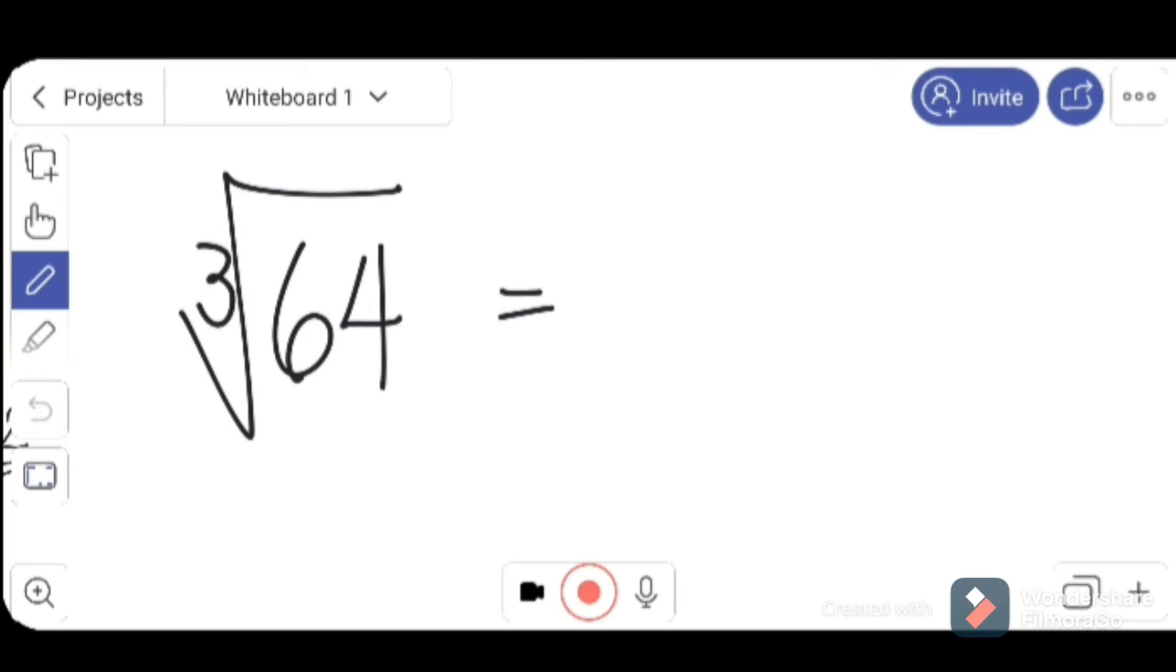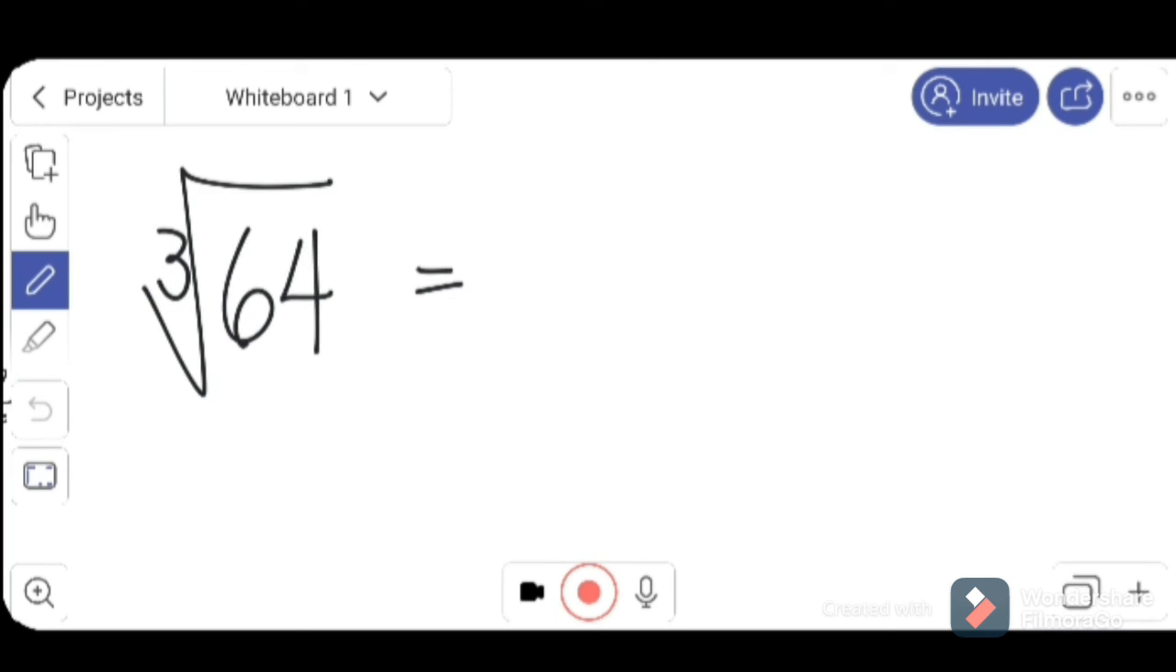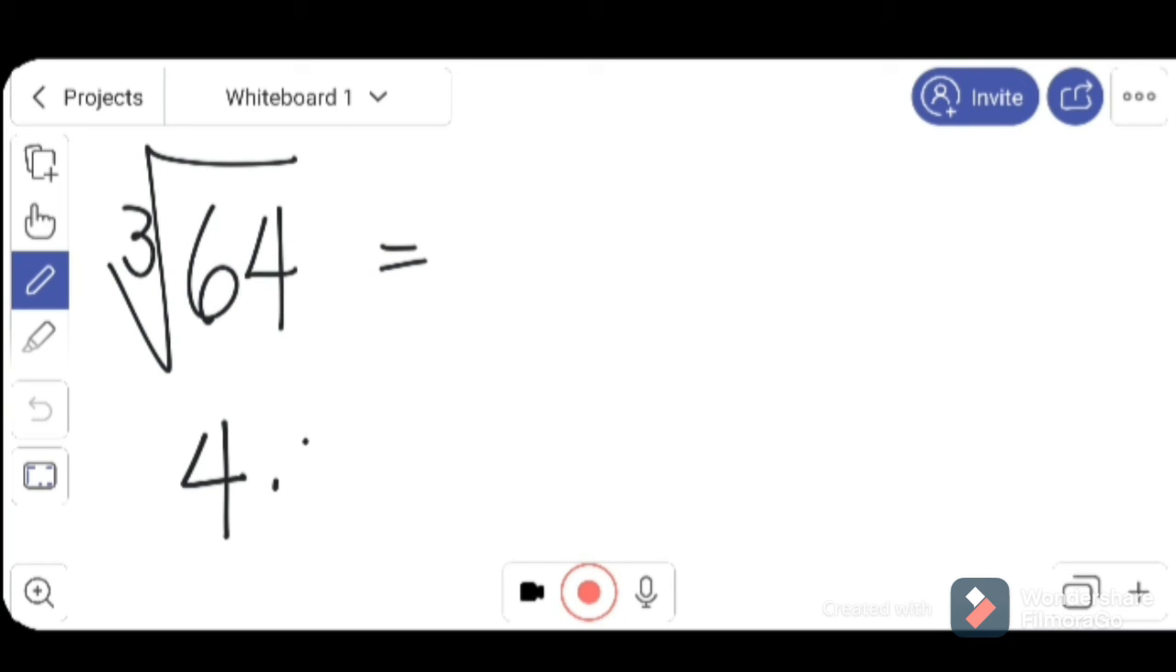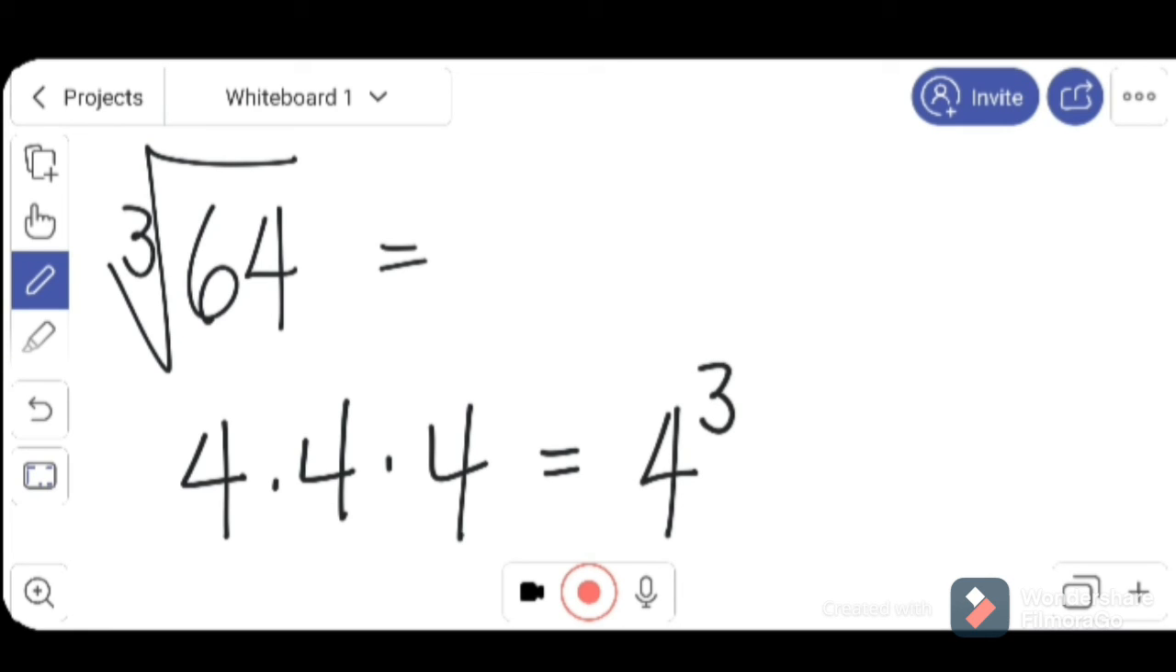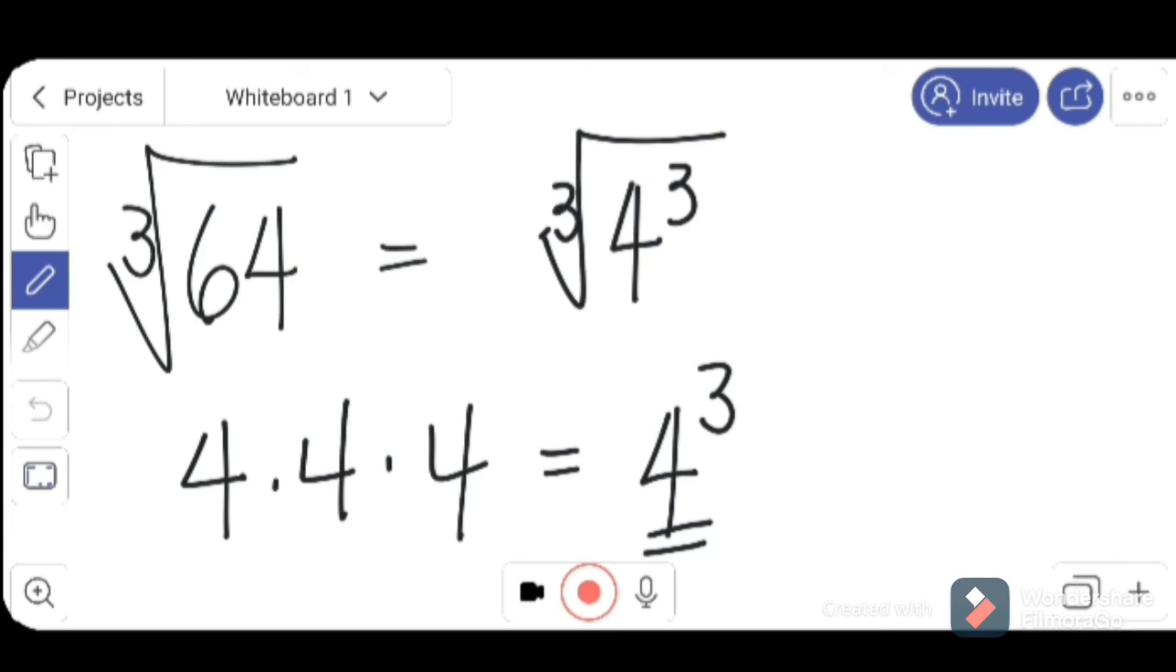So, think of a number that when you multiply 3 times by itself, the answer is 64. 4 times 4 times 4. The answer is 4 cubed, which is equal to 4 times 4, 16, times 4 is 64. So, let's now use 4 cubed. Right? 4 cubed. And so, these are both 3, and the answer is 4, because the base here, the number that we multiplied 3 times, is 4.